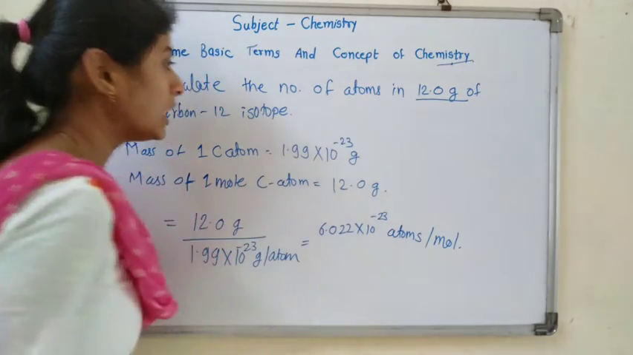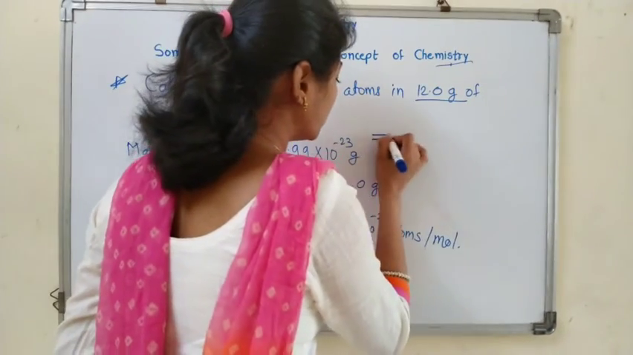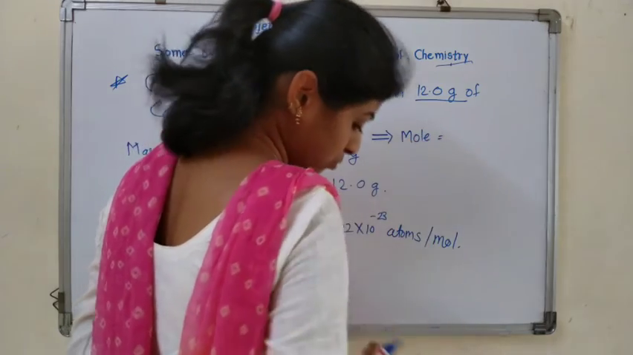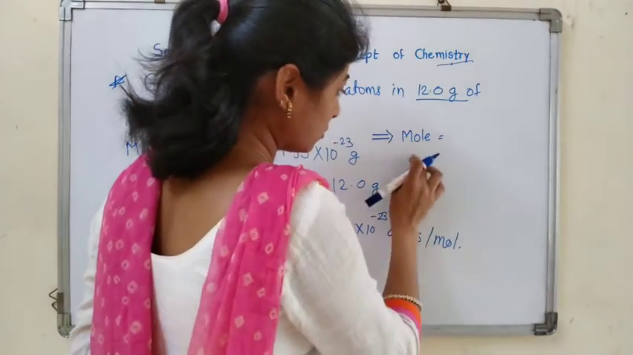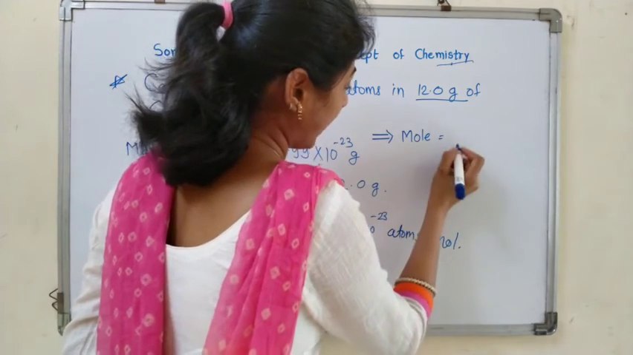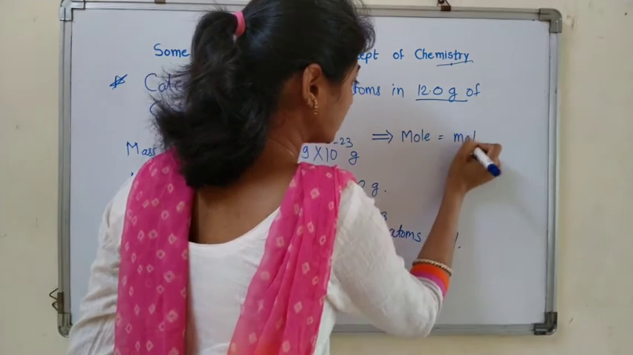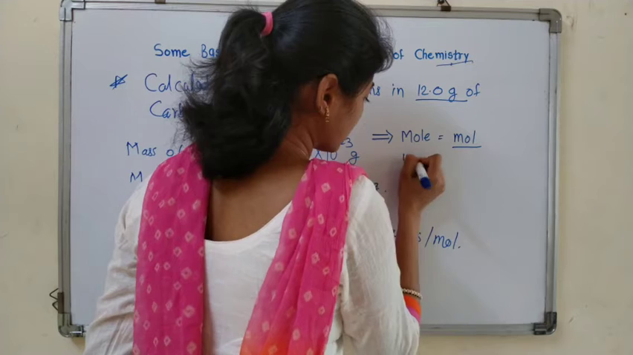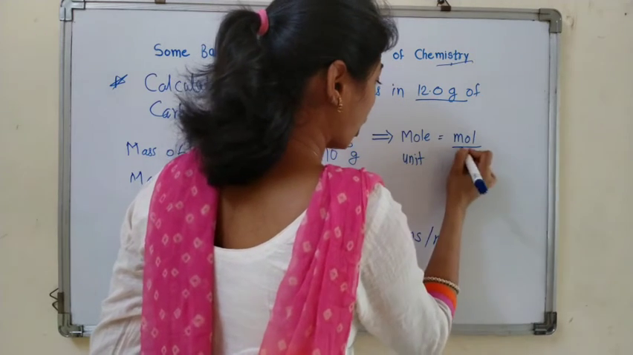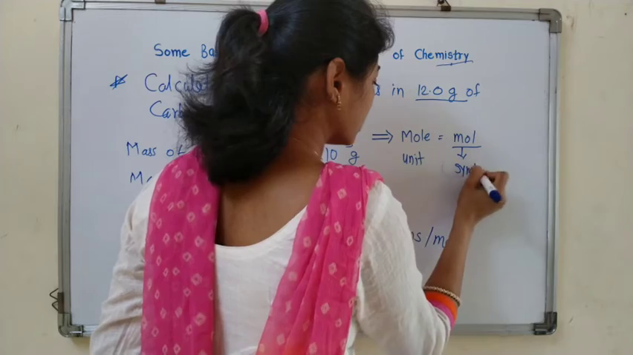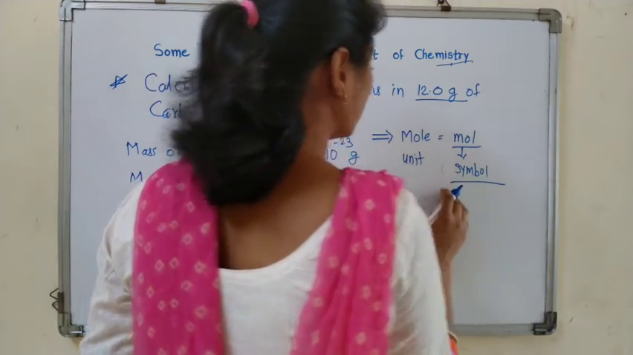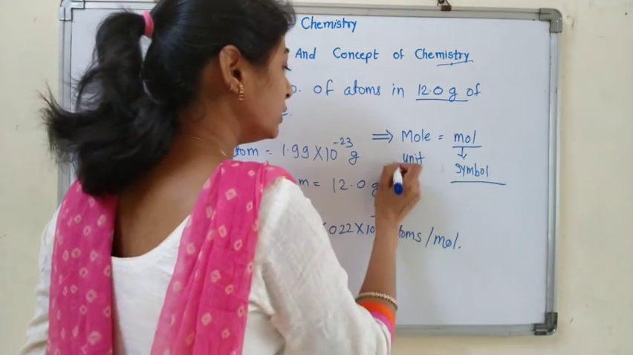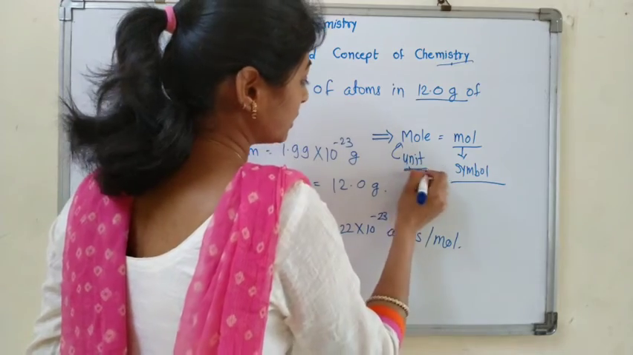Okay. Here, one thing to note is that the name of the unit is mole and its symbol is mol. When we write an equation, we have to use this symbol, that is mol, and the unit is mole. What is a unit? A unit is the measure. Okay.